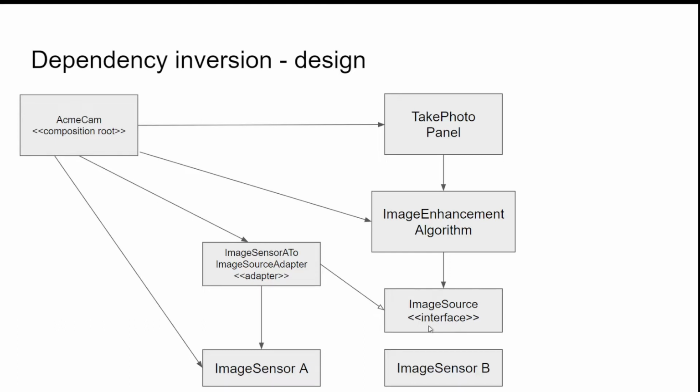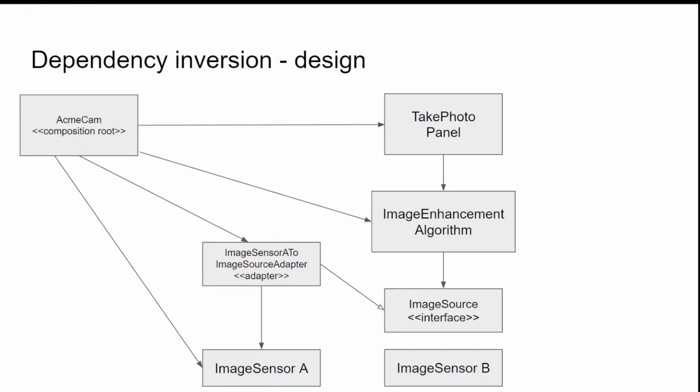And then this interface is implemented not by the image sensor A or image sensor B, but actually this is implemented by an adapter. And then this adapter is using one specific type of sensor. This is the image sensor A. You can see it is even hard-coded in the name, image sensor A to image source adapter. So from the name, it kind of suggests that there will be some transformation or some adaptation from image sensor A to image source interface.